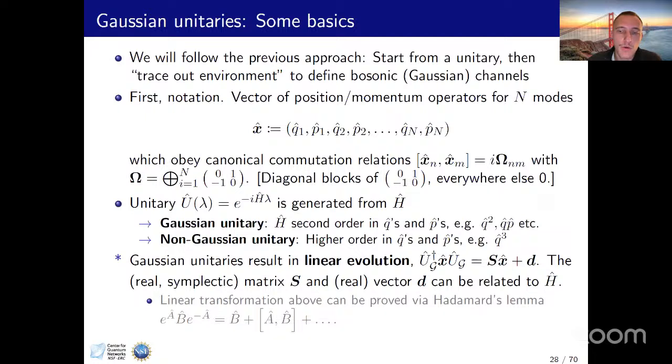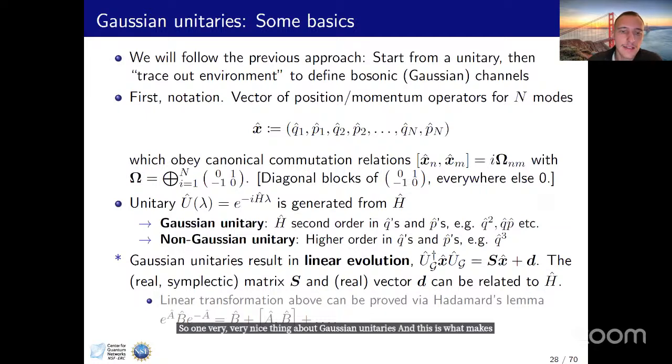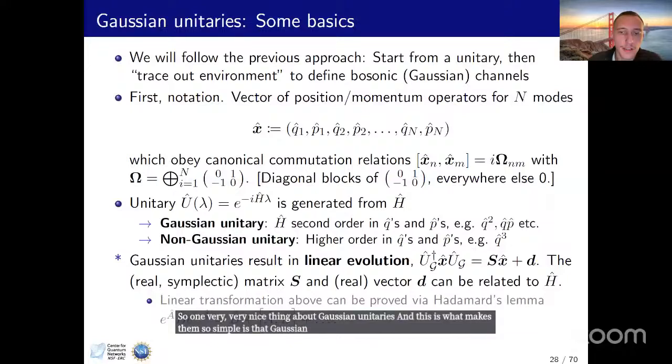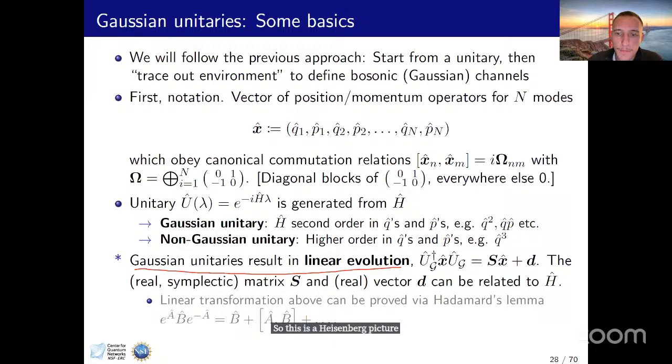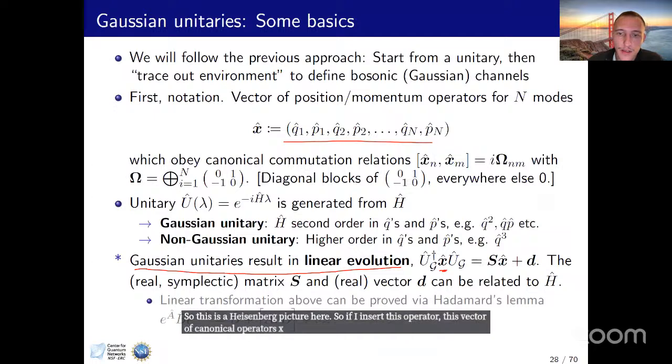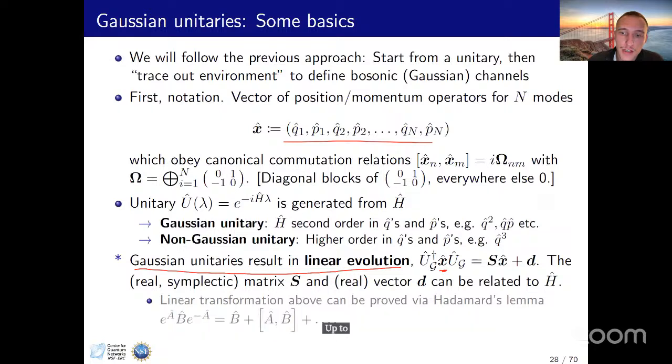So one very nice thing about Gaussian unitaries, and this is what makes them so simple, is that Gaussian unitaries result in linear evolution. This is the Heisenberg picture here. If I take this vector of canonical operators x, and I act with some Gaussian unitary U_G, the output is proportional to x up to some matrix multiplication, plus some constant d.